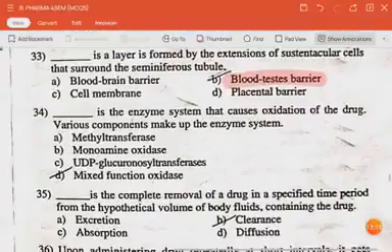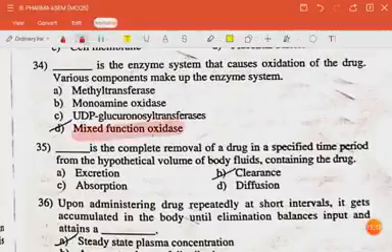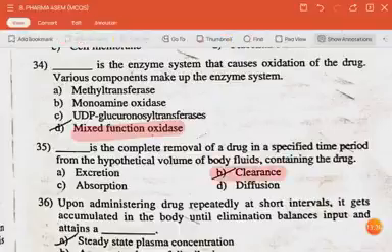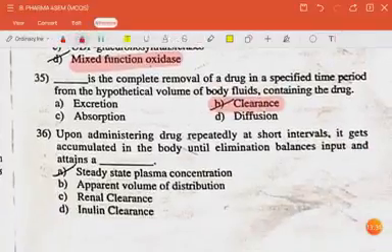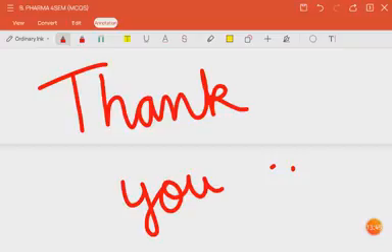The next question is, dash is the enzyme system that causes oxidation of the drug. Various components make up the enzyme system. Mixed function oxidase. The next question is, dash is the complete removal of drug in a specified time period from hypothetical volume of body fluids containing the drug. The answer is clearance. The last question for this video is, upon administering drug repeatedly at short intervals, it gets accumulated in the body until elimination balances input and attains a steady state plasma concentration. For now, thank you.